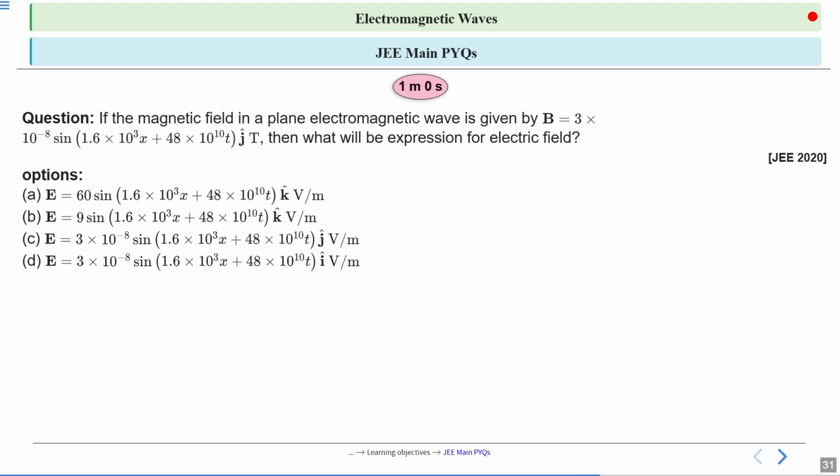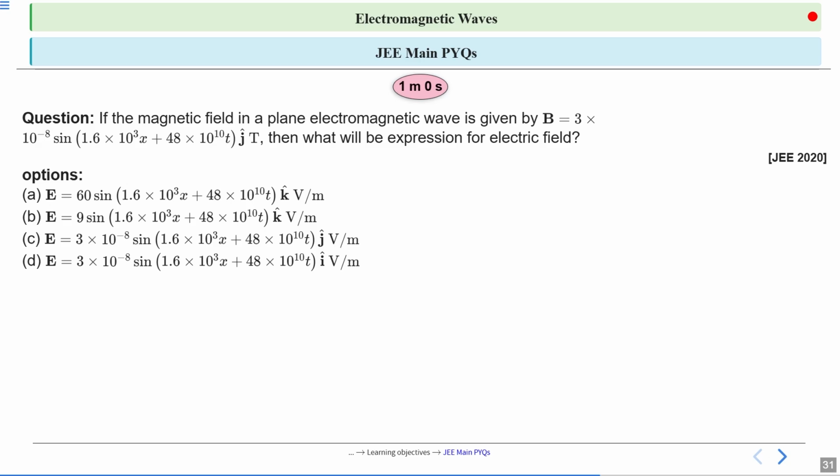Next question. If the magnetic field in a plane electromagnetic wave is given by B equal to 3 into 10 to the power minus 8 sine (1.6 into 10 to the power 3 x plus 48 into 10 to the power 10 t) j cap Tesla. So what is it? 3 into 10 to the power minus 8 is the peak value of magnetic field. 1.6 into 10 to the power 3 is K. And 48 into 10 to the power 10 is omega. So what will be the expression of electric field? K and omega will be same for electric field also. We have to find the peak value of electric field and direction of electric field.